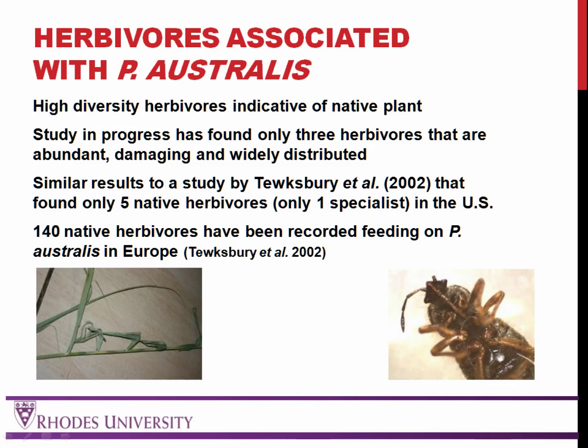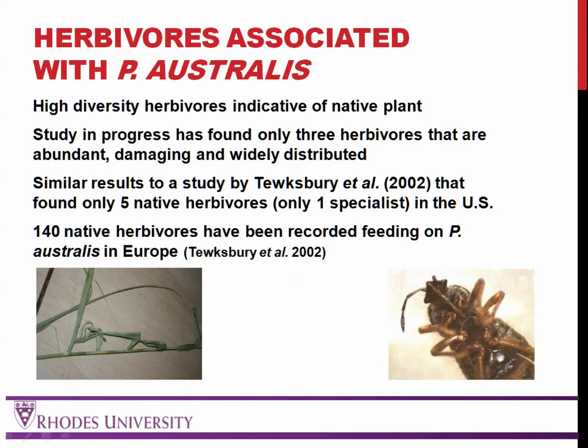Another way of further investigating this, which I'm also planning on looking at and which is also in progress at the moment, is looking at the herbivores associated with Phragmites. As we all know, the diversity of herbivores on a plant gives a very good indication of the origin of a plant, and that's just from looking at how the herbivores evolved to feed on the plant.